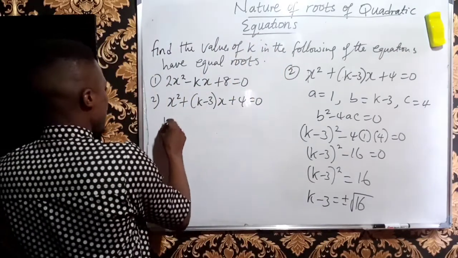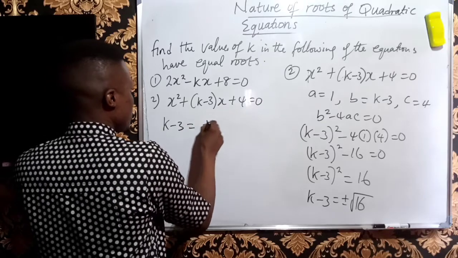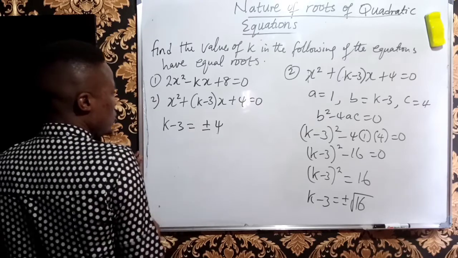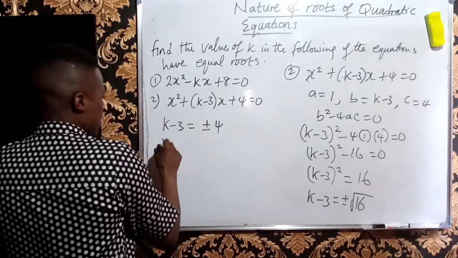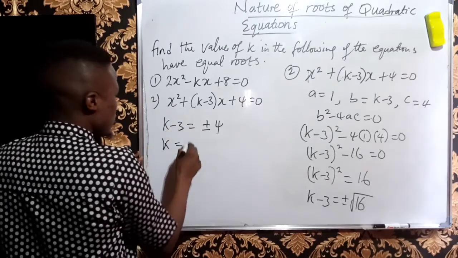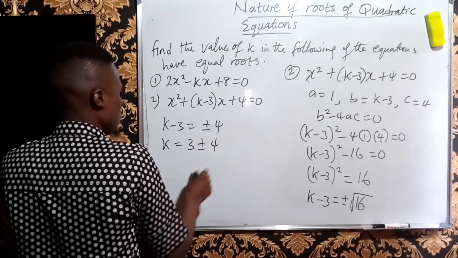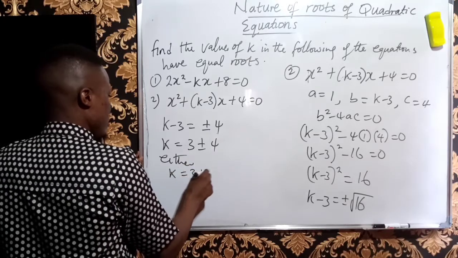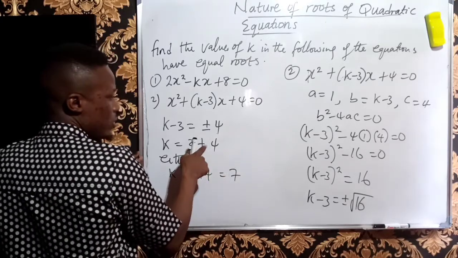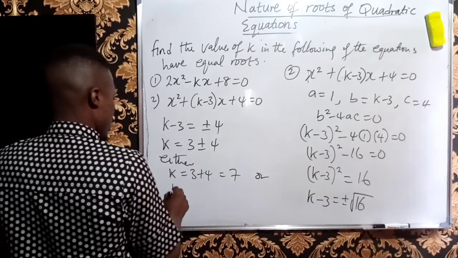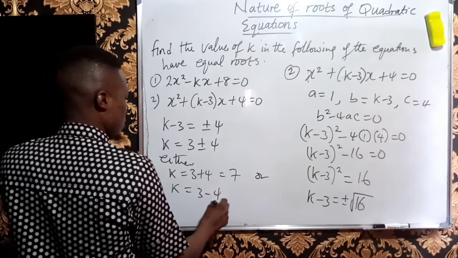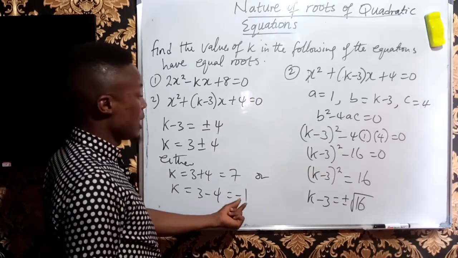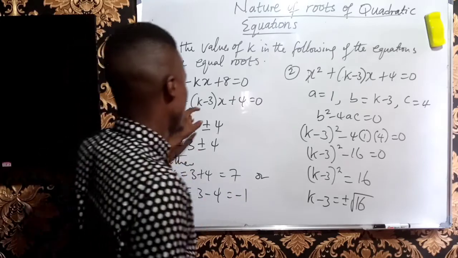So I will see that k minus 3 is equal to plus or minus 4 because square root of 16 is 4. So I work with plus and after I work with minus. But before that, k is just, when this negative 3 comes here, it's positive 3 plus or minus 4. So either k is equal to 3 plus 4, which is 7, I'm working with plus, or k equals 3 minus 4, which is minus 1. So the values of k are minus 1 and 7 for this particular equation to have equal roots.